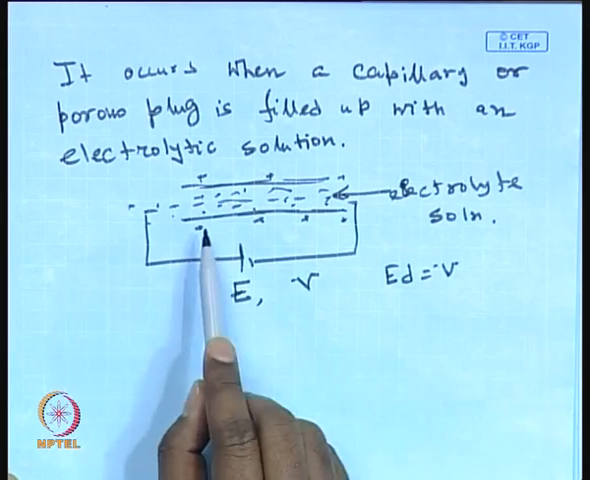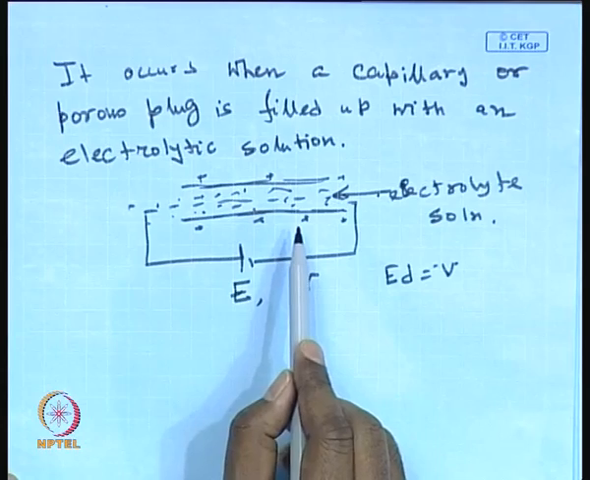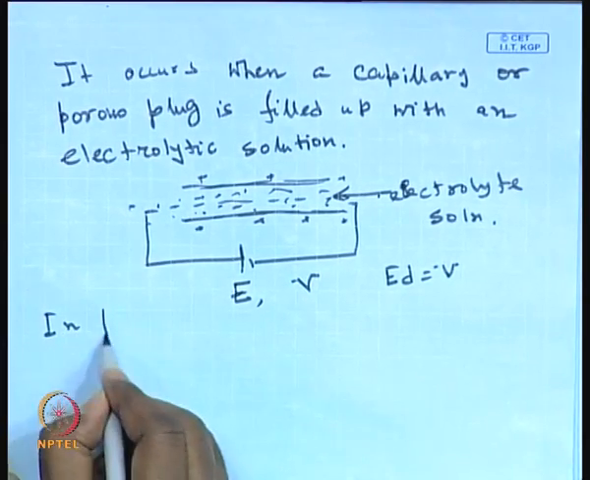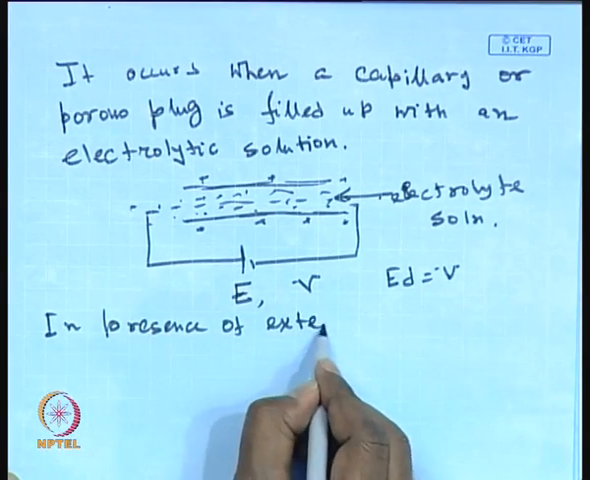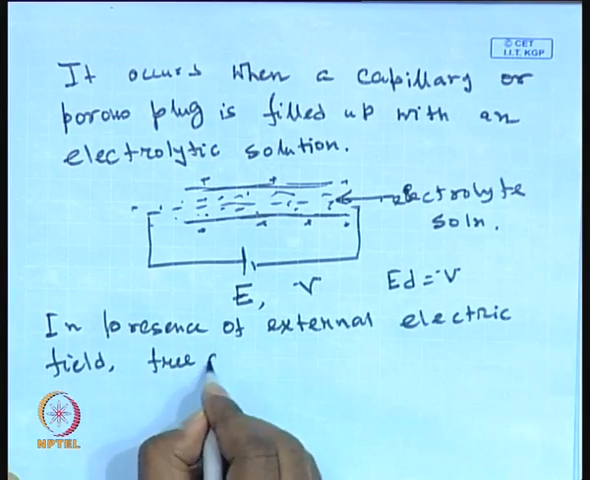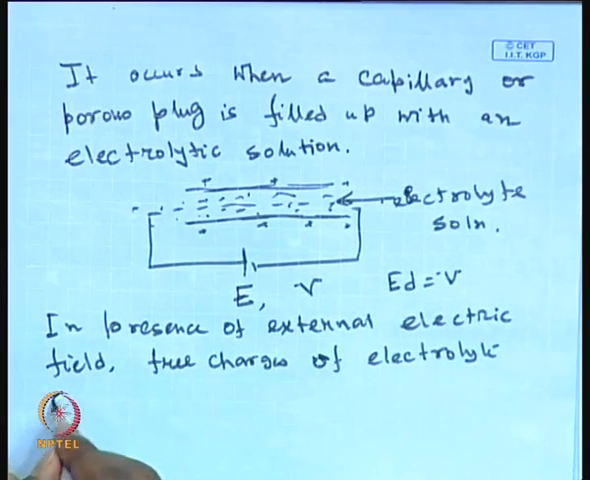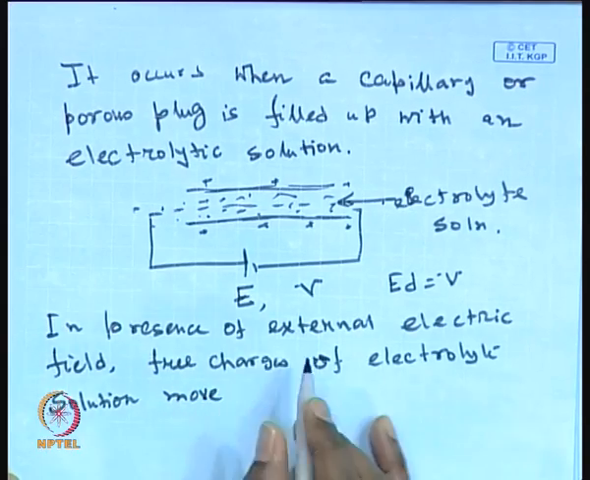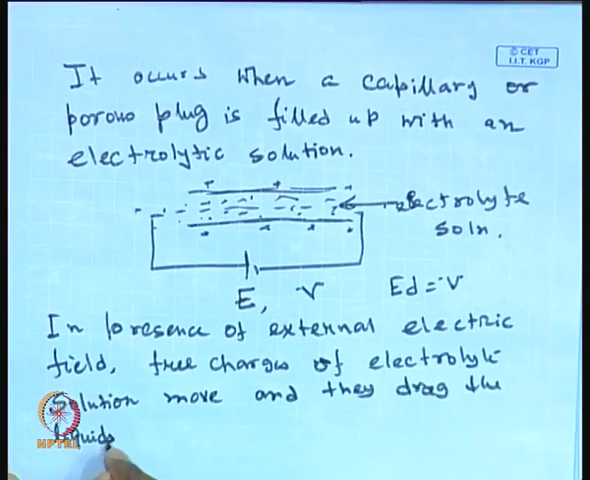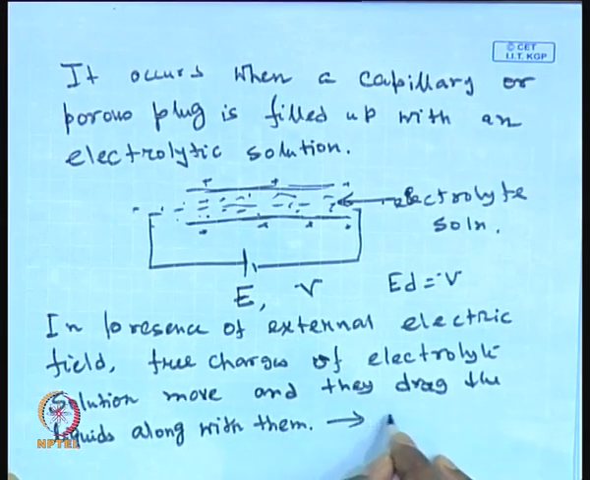Now, if I apply an external electric field, the charged particles will move from one end to the other. In response to the external electric field, the charged particles will move and they will drag the liquid along with them, causing the flow of the liquid. So, this is known as electroosmosis. In the presence of an external electric field, free charges of the electrolyte solution move and they drag the liquid along with them, resulting in a movement of liquid.